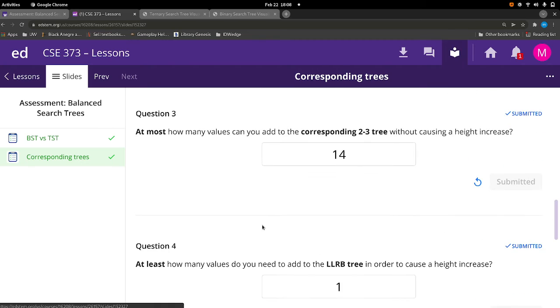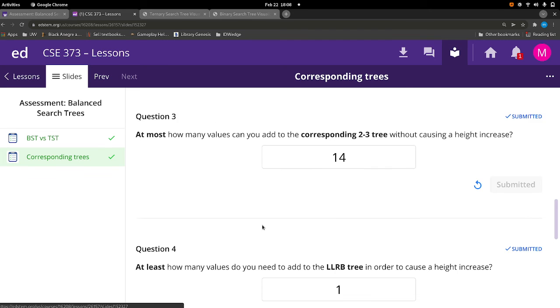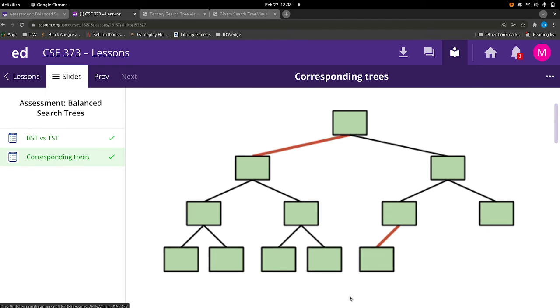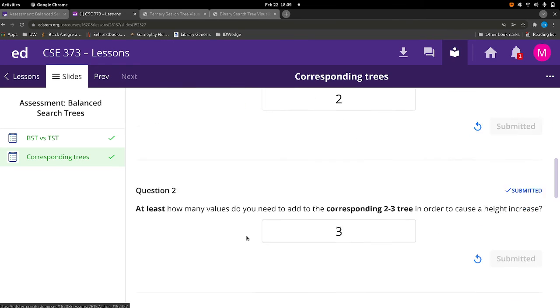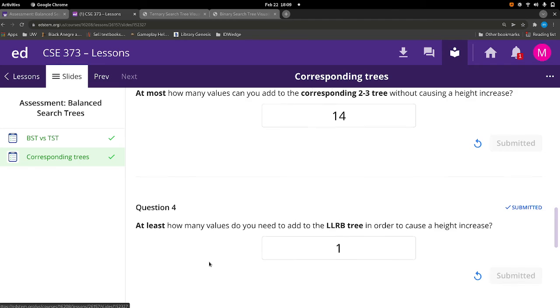So yeah, 14. And then at least how many values do you add to the left-leaning red-black tree in order to cause a height increase? Well, it would only be one, because if you think about the corresponding 2-3 tree, all you would have to do is add one to a leaf node, because all the left-leaning red-black tree does is split the nodes with two keys to make it a valid binary search tree. So adding one to the leaf node is going to make a two-key leaf node, and then that's just going to split down to the left. So it would only have to be one after you convert the 2-3 tree to a left-leaning red-black tree.